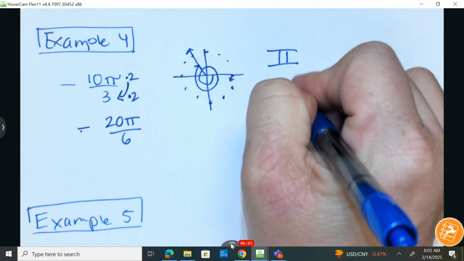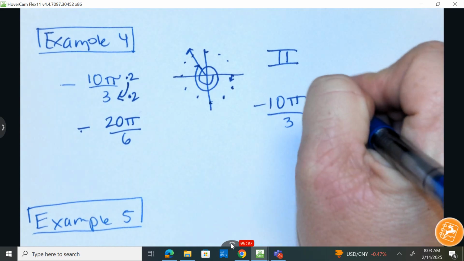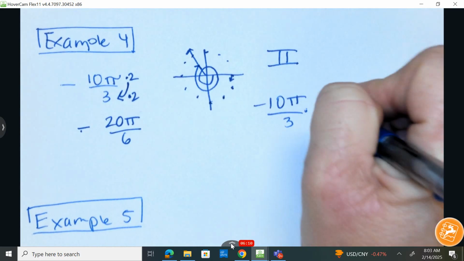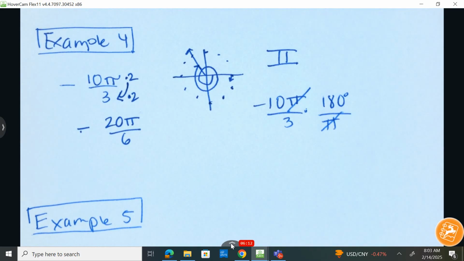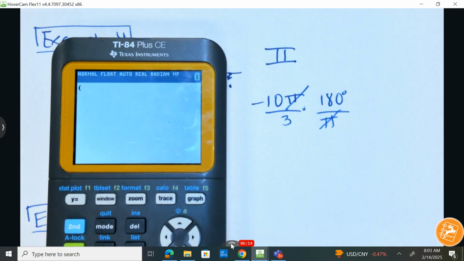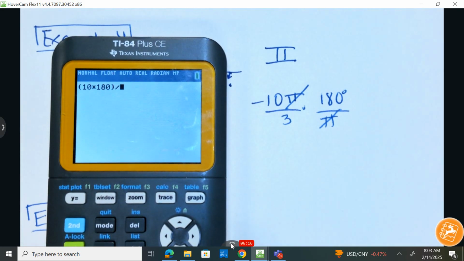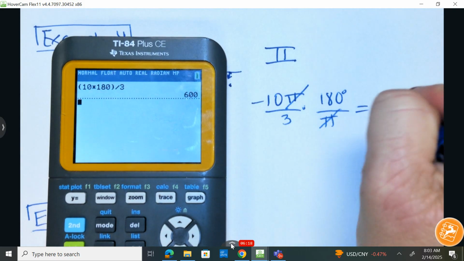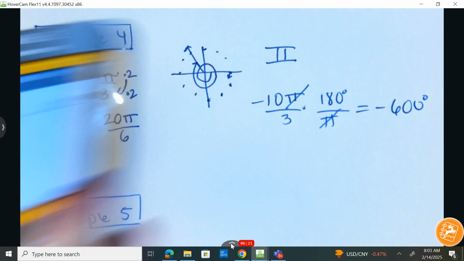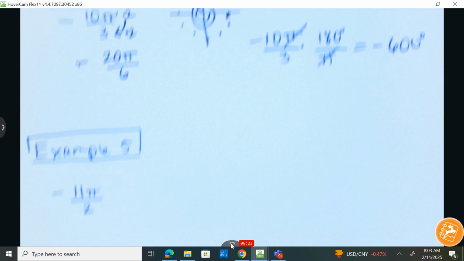Now to convert it, I'm going to take it times 180 degrees over pi. Grabbing a calculator or using decimals, 10 times 180 and dividing by 3 equals negative 600. Make sure to include that negative sign.